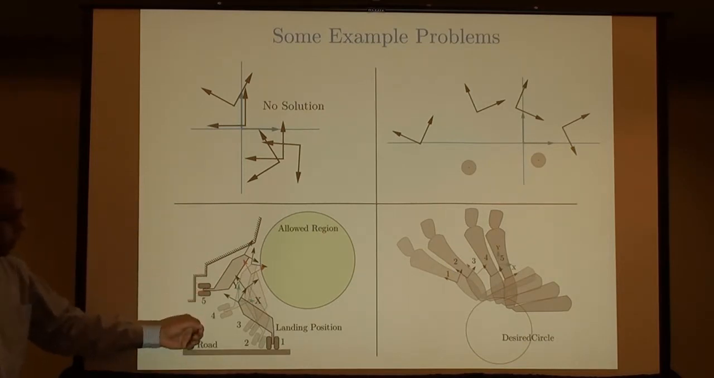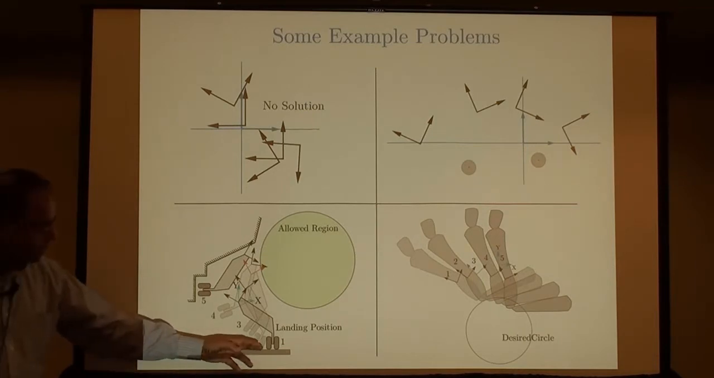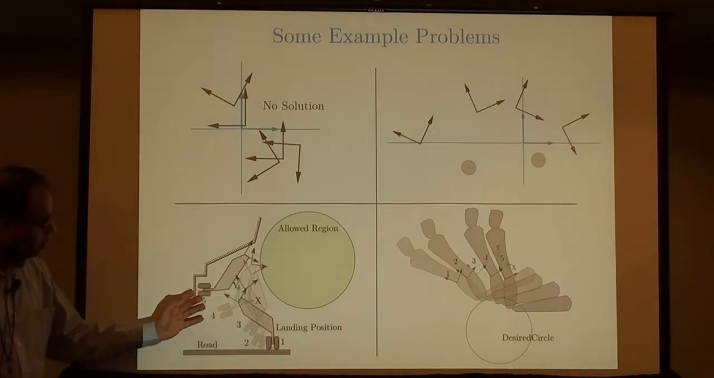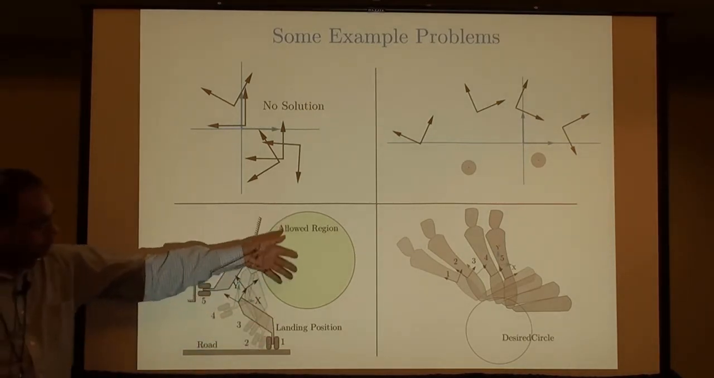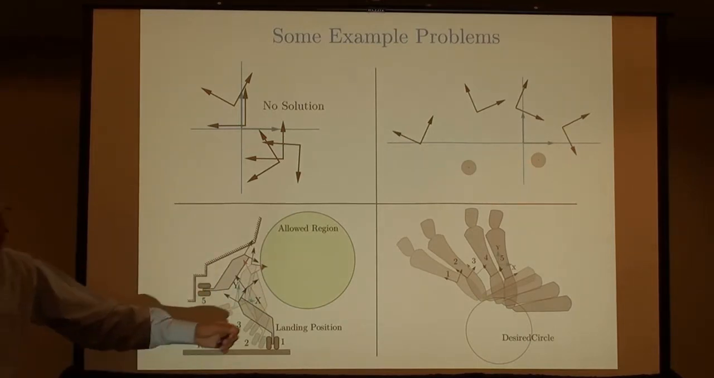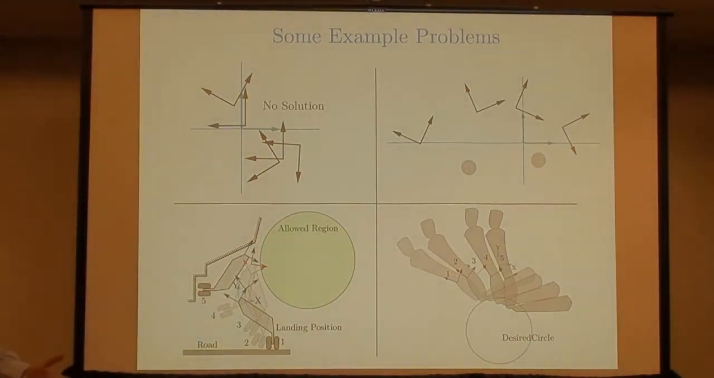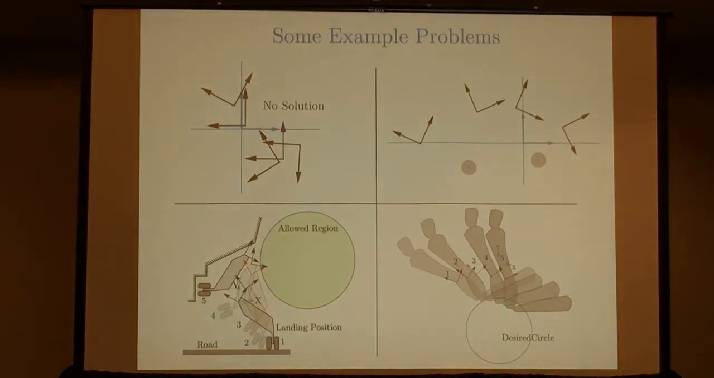This is a problem where I'm trying to design a landing gear for an aircraft, and I have a constraint on the space, so I can only have my fixed pivots in this region and so on. That's for a seat inside a car, and I want my fixed pivots to be along a circle. So that's an example of a non-linear constraint over here.